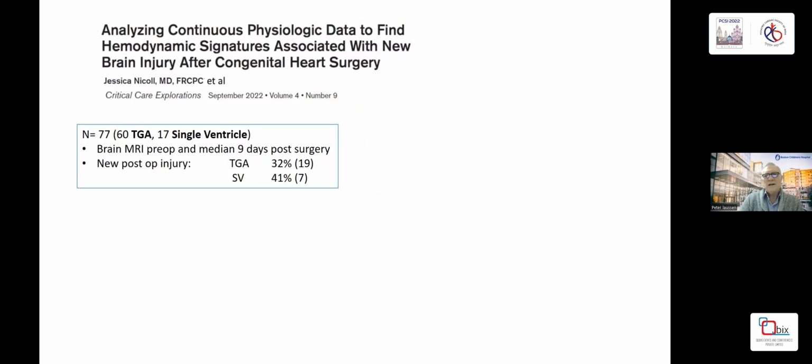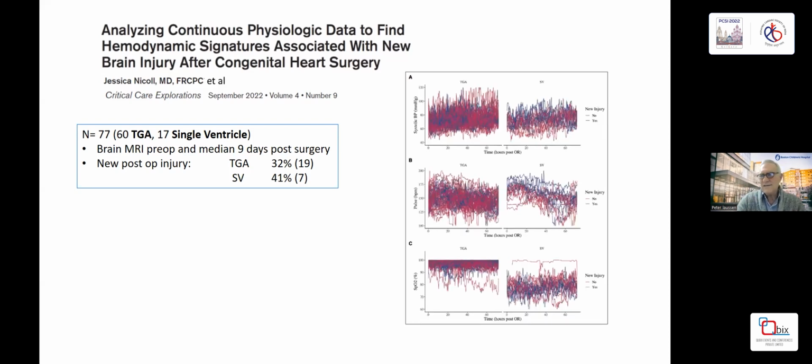We've also looked at different ways to analyze this data and predict risk. I could go through a whole series of examples, but I wanted to take one from Jessica Nichols, recently published when she was working at Sick Kids with Steve Schwartz and colleagues, where they looked at 77 patients, 60 who had transposition, 17 with single ventricle. They looked at changes in their brain from pre-op MRI to post-op MRI. We were trying to understand whether you could predict post-operative new injury as determined by MRI. So if you look at the data, no new injury is the red, new injury is blue, and these patients here are transposition, and these patients here are single ventricle.